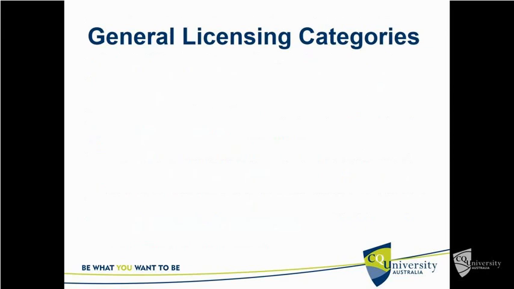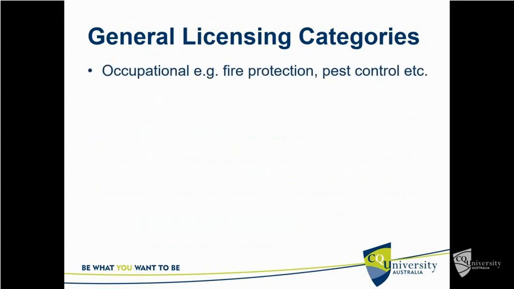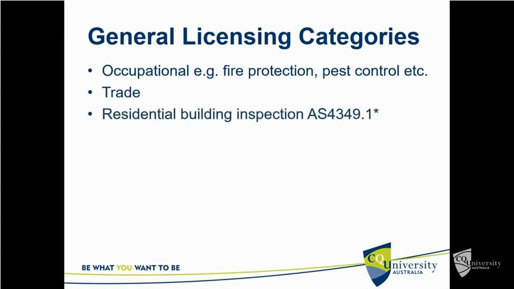General categories, and there are hundreds of these, and I'm only picking the few ones that are most relevant to us. There's the occupational ones, so fire protection, pest control, anything specialised that can have a licence. There's obviously the trade licences, plumber, electrician, carpenter, that sort of stuff. The residential building inspection, you can go and look up the standard if you wish to. You've got access to all these through the library.